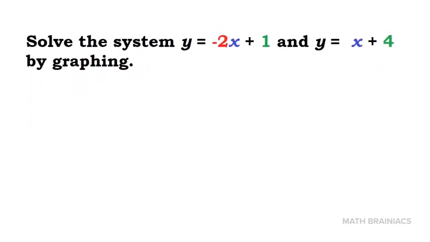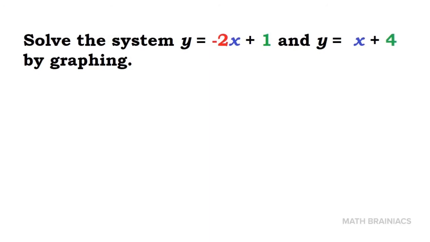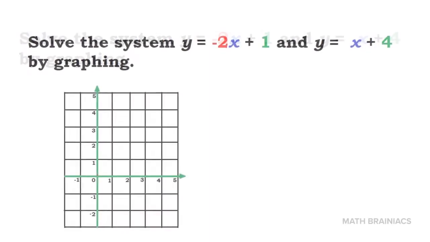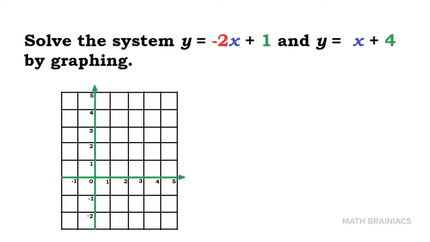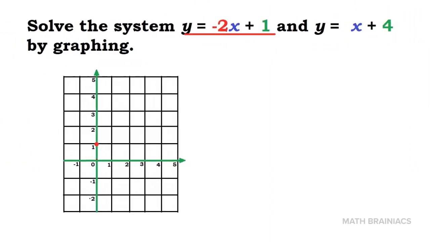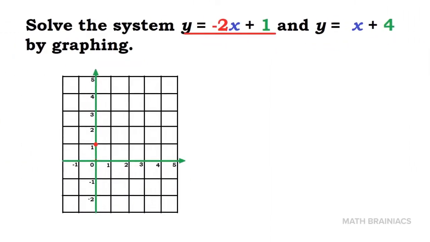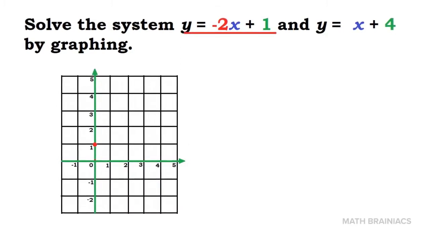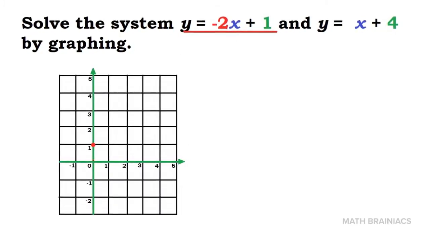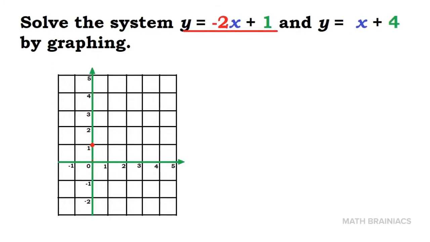Let us work on another example so that you can understand the lesson well. Solve the system y is equal to minus 2x plus 1 and y is equal to x plus 4 by graphing. Let us draw the coordinate plane so that we can start graphing the two equations. Working on the first equation, y is equal to minus 2x plus 1, we're going to plot the y-intercept, which is 1, the red dot. When x is 0, y is 1.